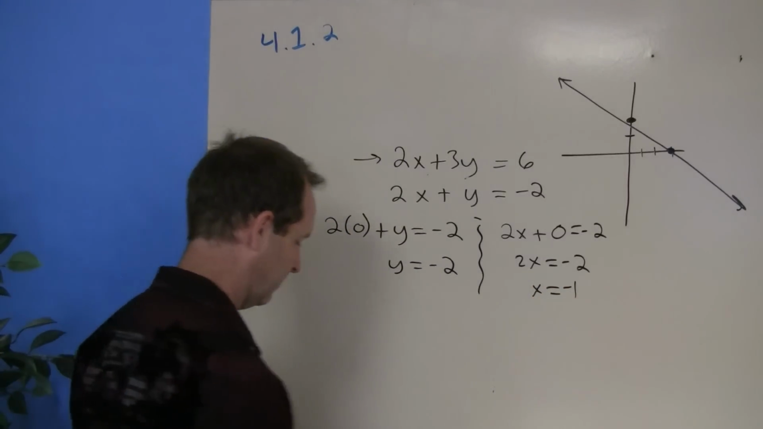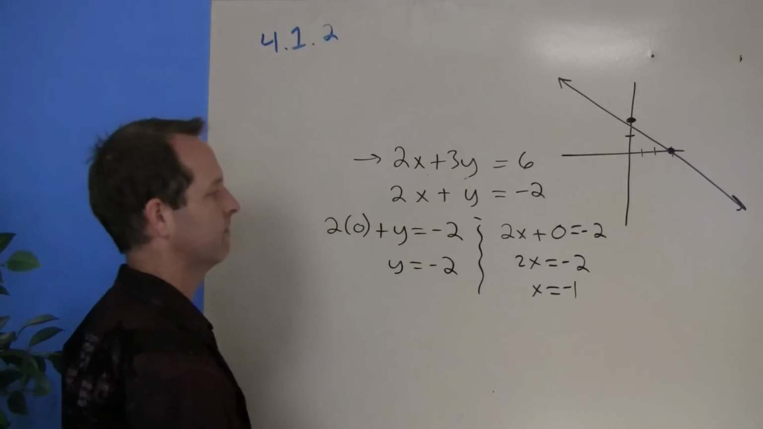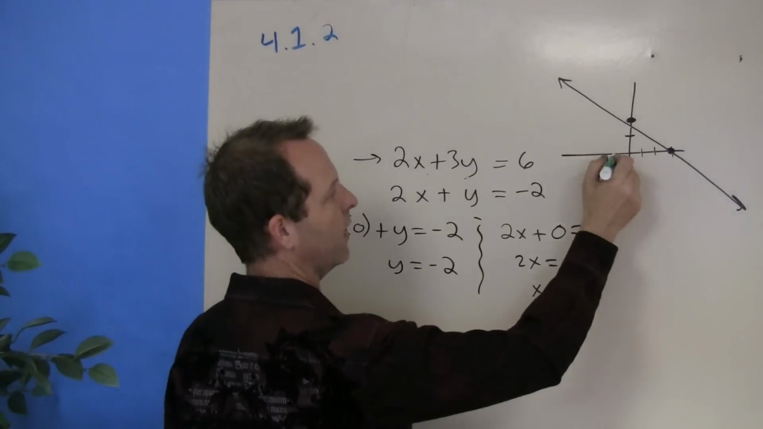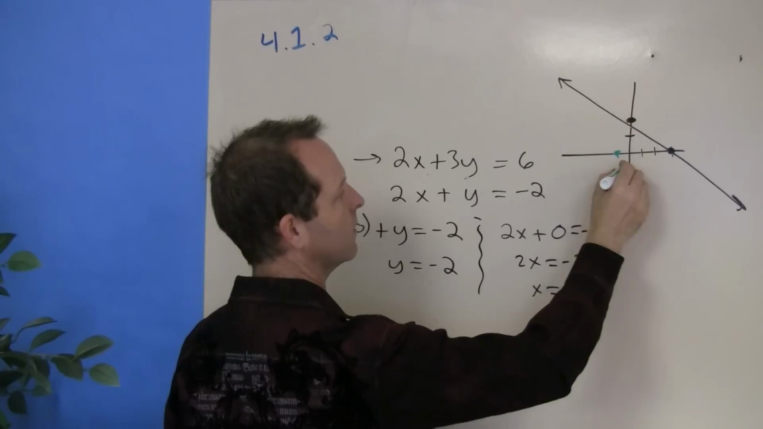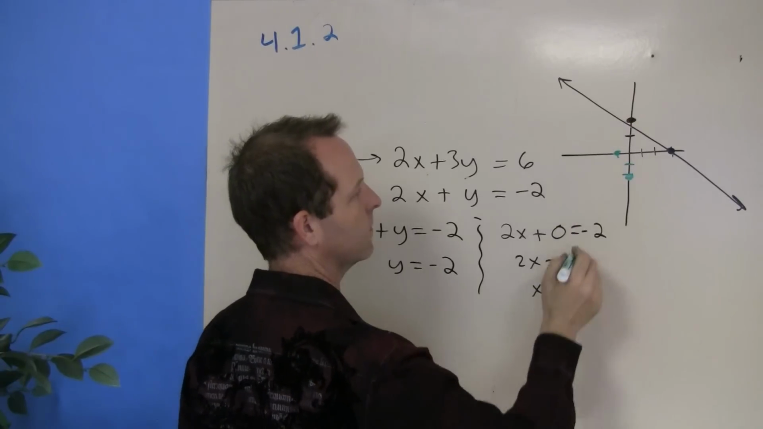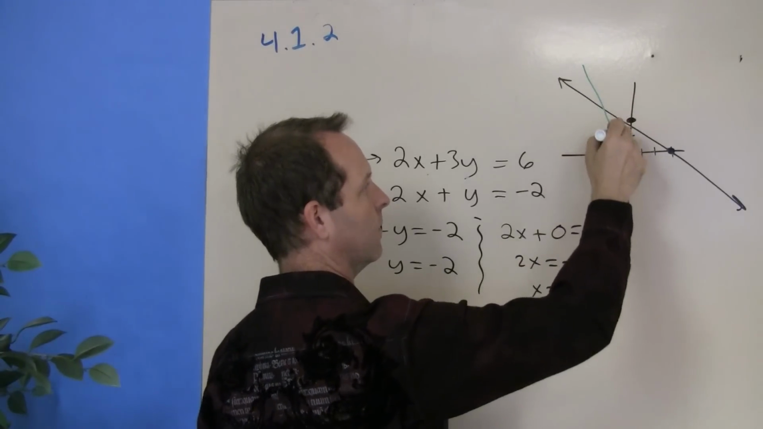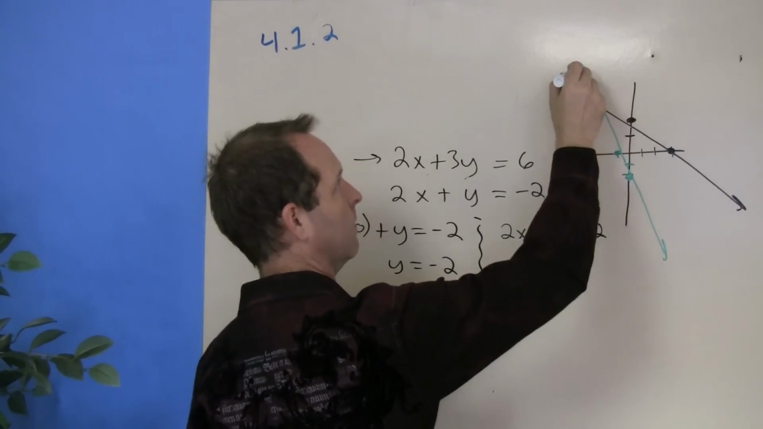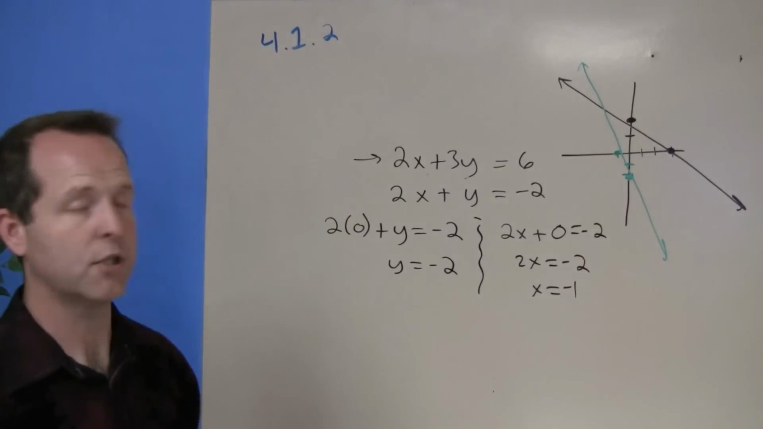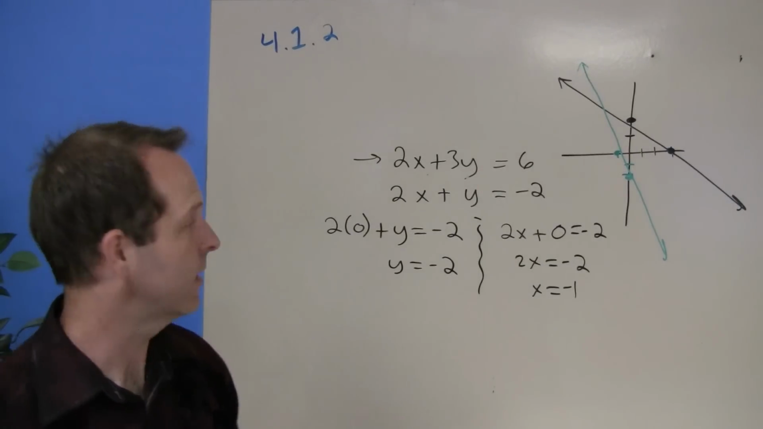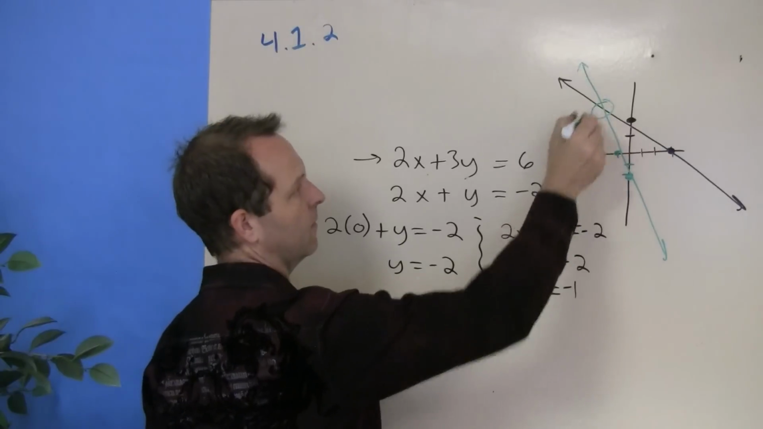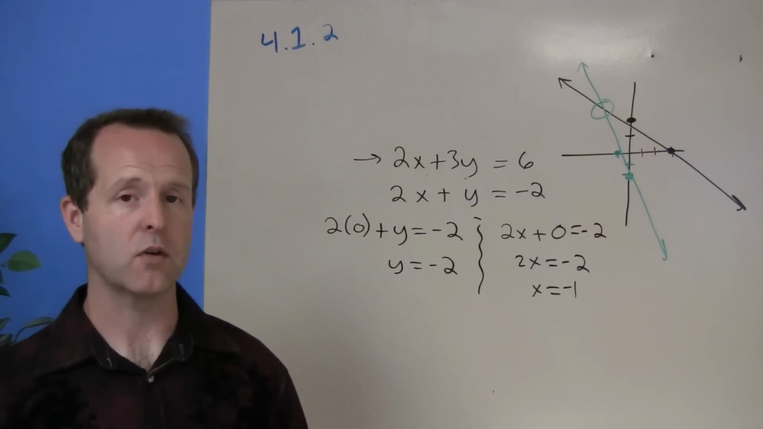So I have another line that's at x equals negative 1, and then y is at negative 2. So there I was able to graph both lines, and at the point that the lines intersect, that value right there is my graphical solution.